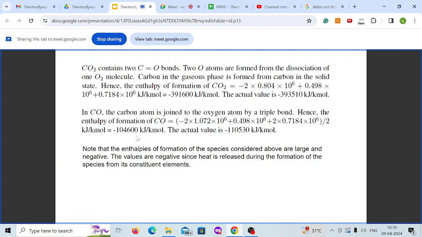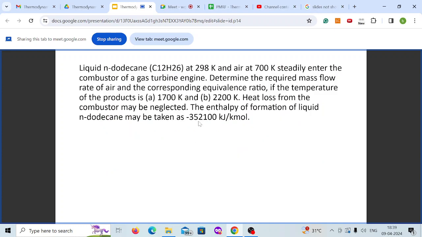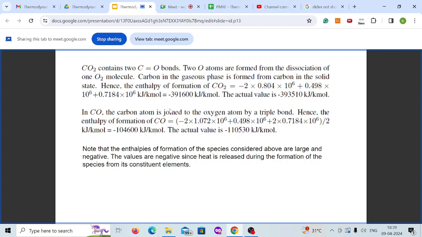So this gives you minus 104600 kilojoule per kilomole. Actual value is minus 110530. So if you see, that is also reasonably close. Here the negative value indicates that heat is released because of formation of CO and CO2.